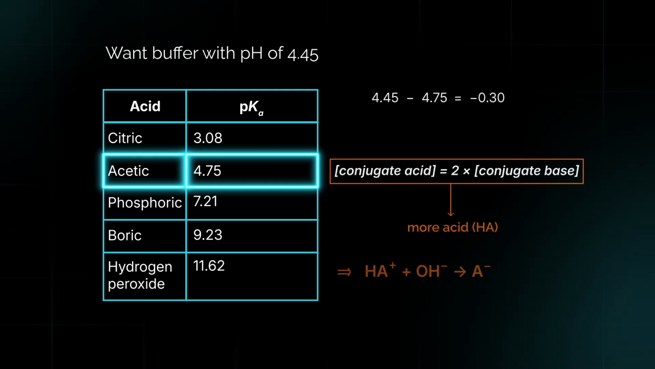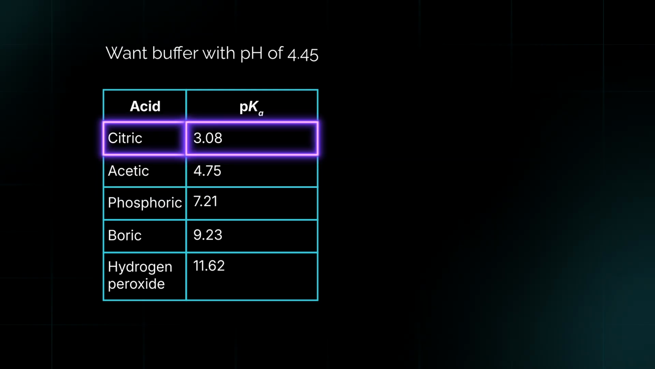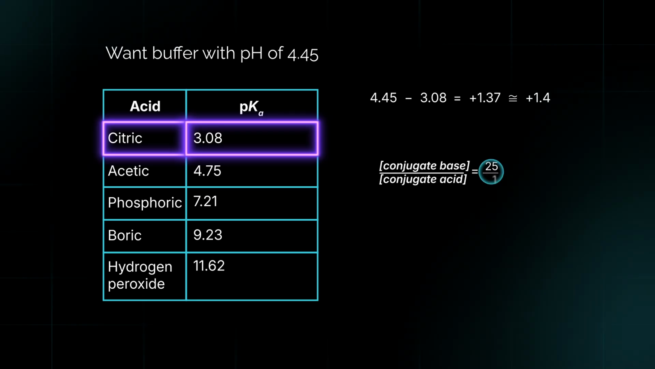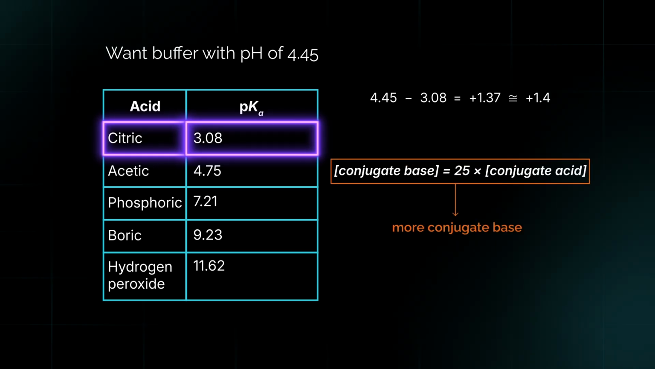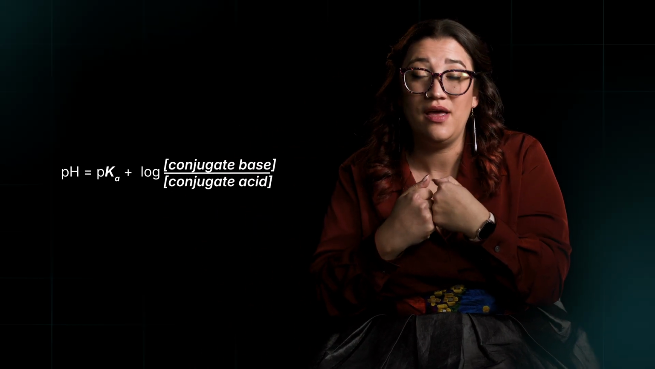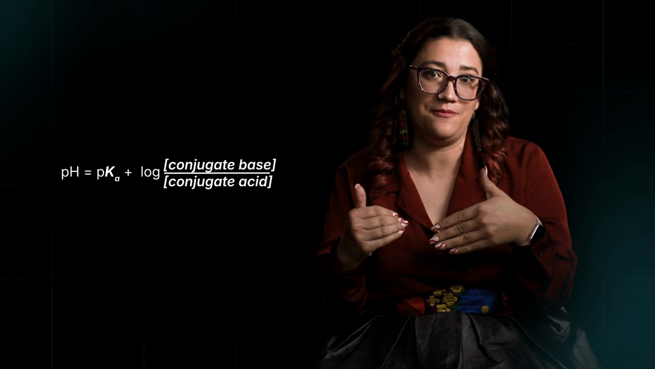What if we had instead chosen citric acid? In this case, the pH is greater than the pKa by 1.40 units. The conjugate base form is present at 25 times the concentration of the conjugate acid. This is no longer within the buffer capacity. So beyond just picking the right conjugate acid-base pair, we also need to think about buffer capacity: how much acid or base the buffer can absorb before the pH starts shifting significantly.